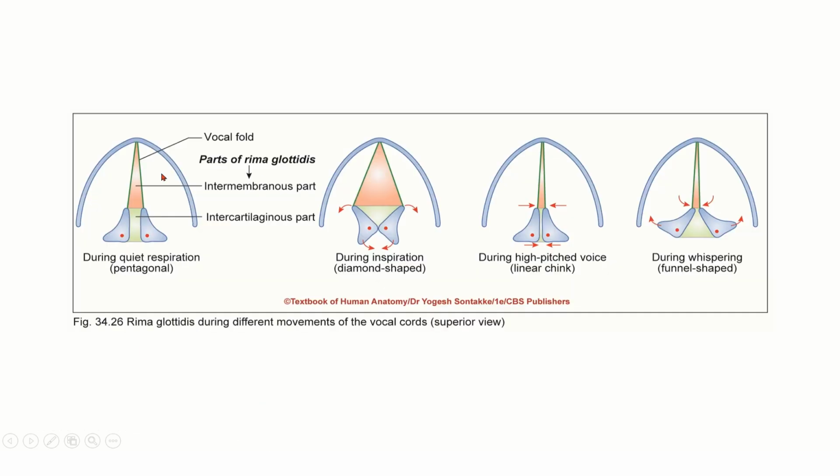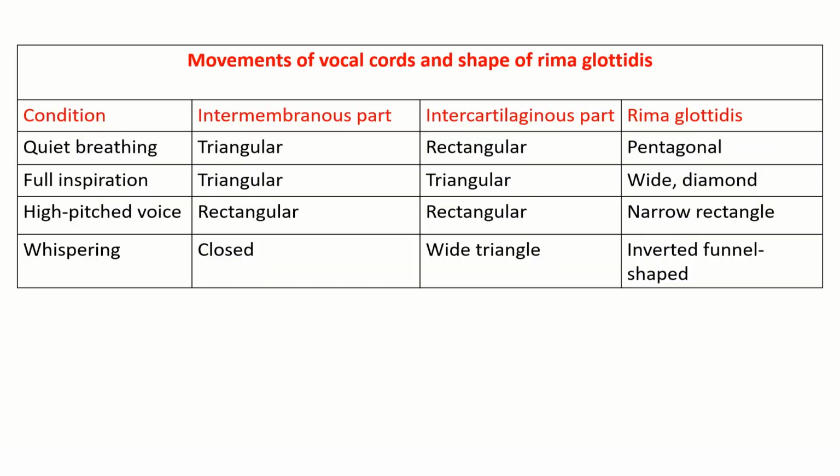You can see these are the different shapes of the rima glottidis. If you see during quiet respiration, it is pentagonal in shape. So this is the intermembranous part and this is the intercartilaginous part. During deep inspiration, the rima glottidis becomes diamond shaped. During a high pitched voice, it becomes a linear chink, and during whispering, it becomes inverted funnel shaped. So these are the different shapes of the rima glottidis during different respiratory and phonatory functions.